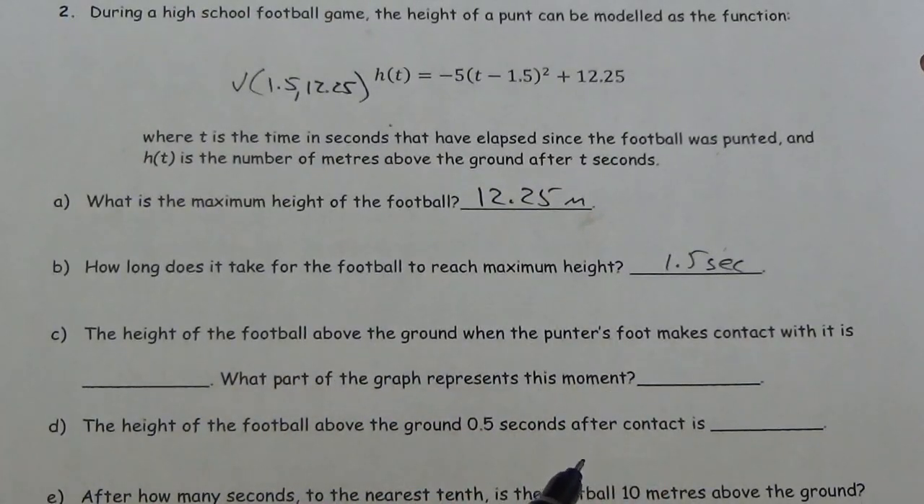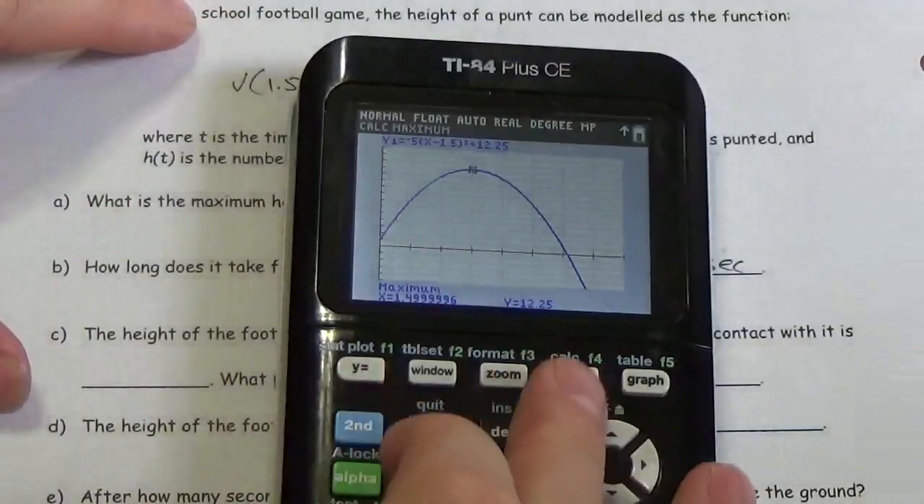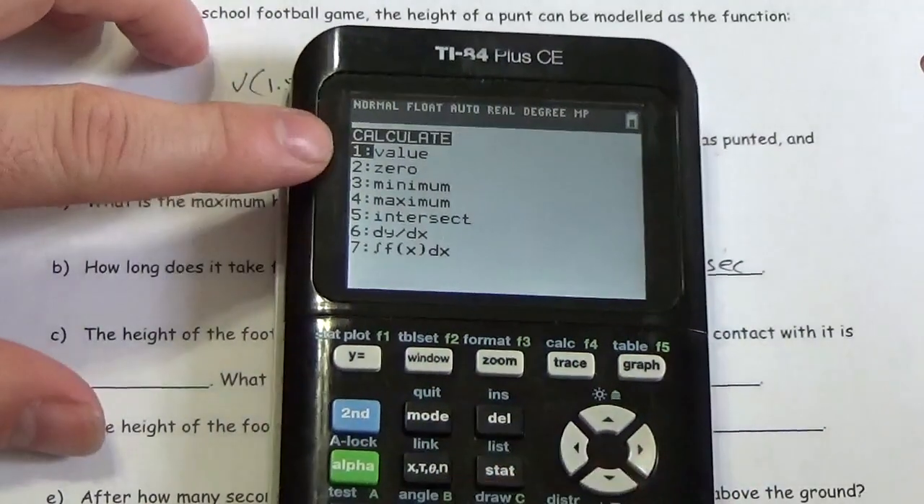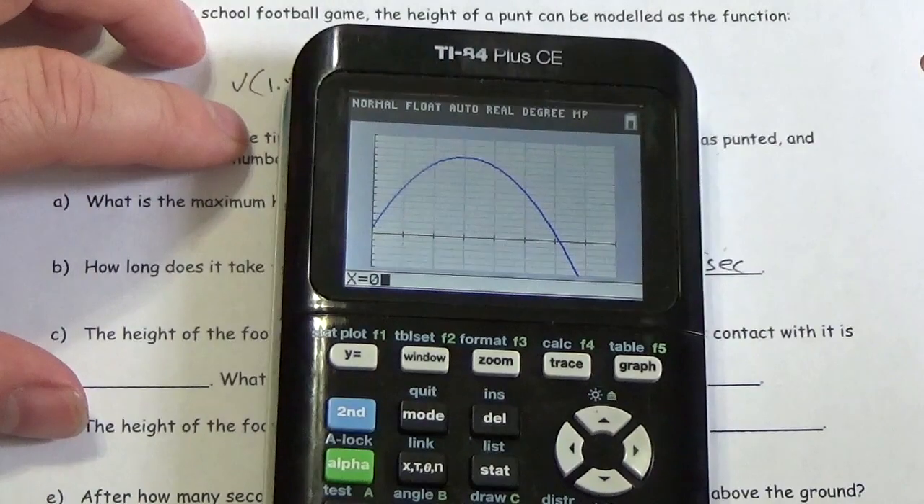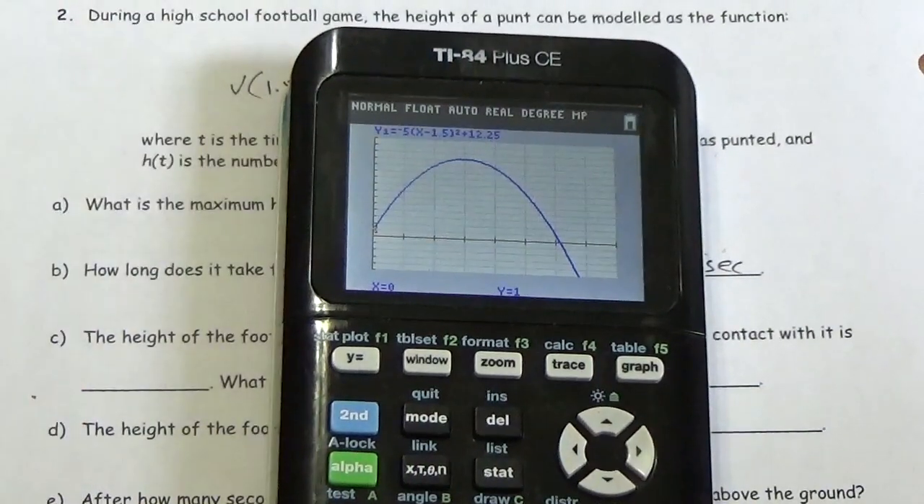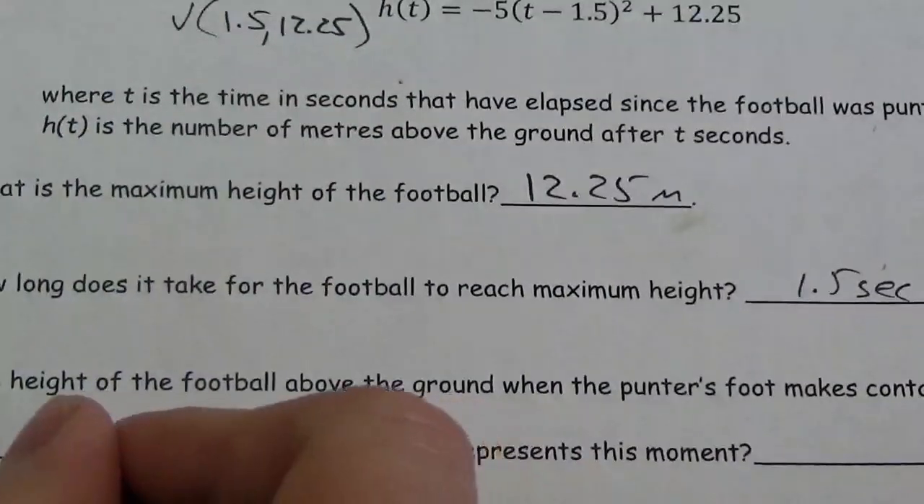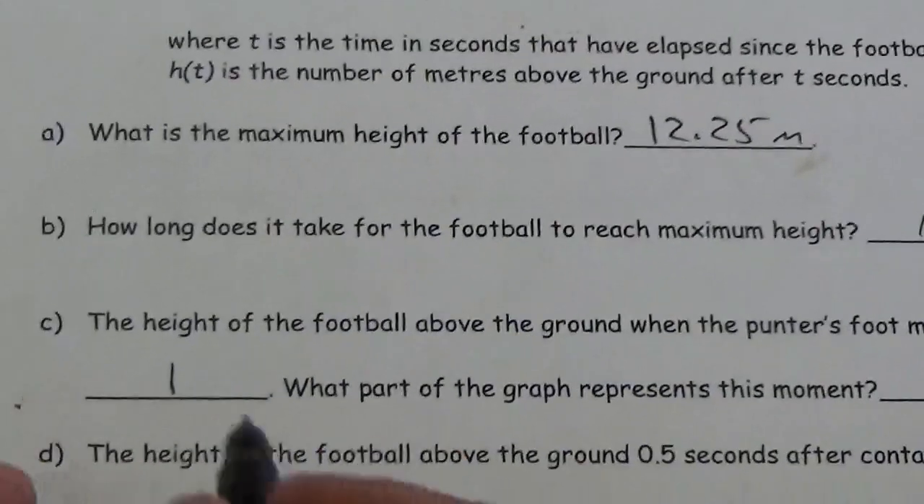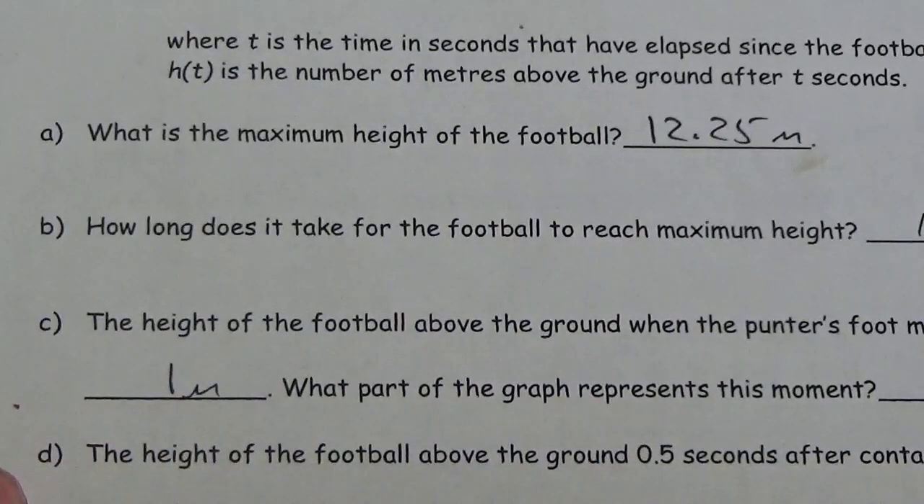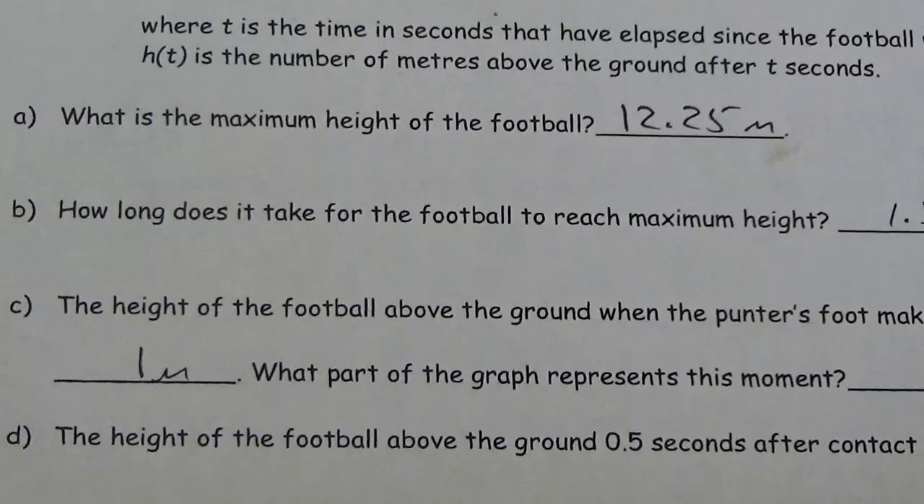Now, what is the height of the football above the ground when the punter's foot makes contact with it? That's at the initial instant that this parabola starts. So this is going to be the y-intercept of the graph. That's going to be the initial height here. So I go value, press enter, and then I let x go to 0. And let's see, what does that get me? 1. Okay, 1. So that means that the football is 1 meter above the ground, which makes sense when you think about what it's going to look like when a guy punts it. Totally makes sense. He'd be holding it in the air and kicking it.